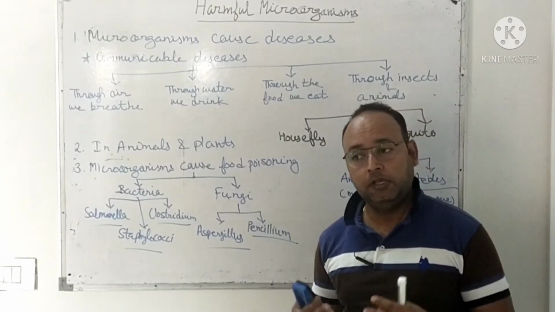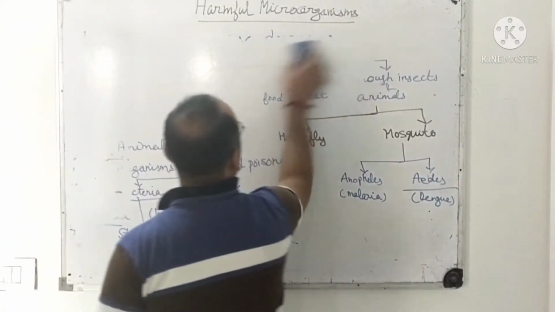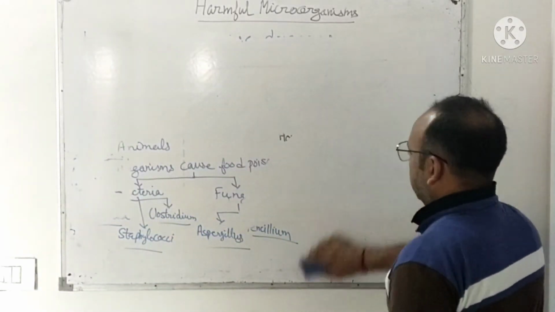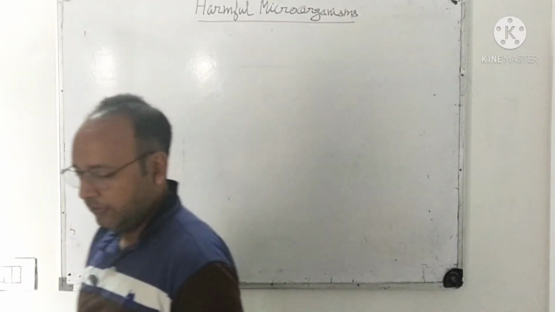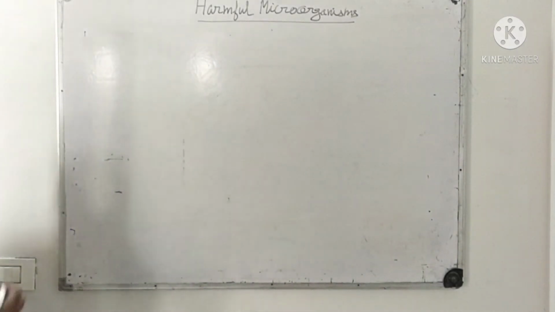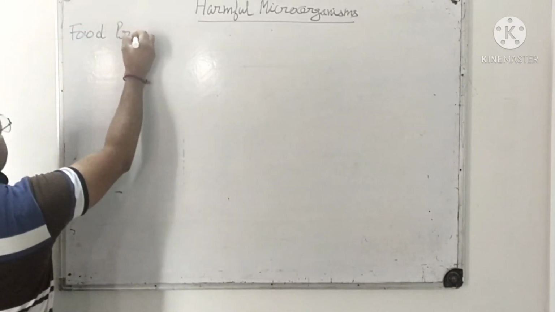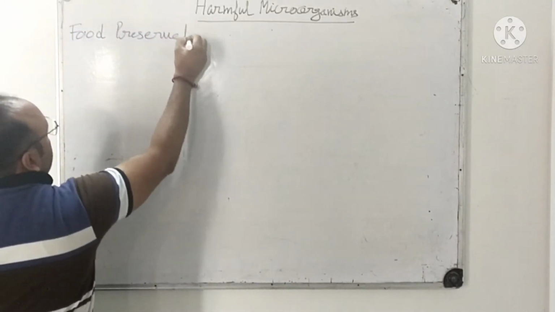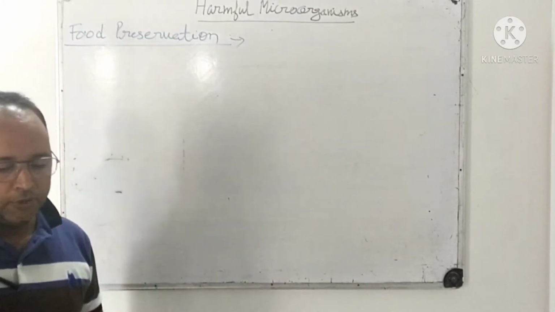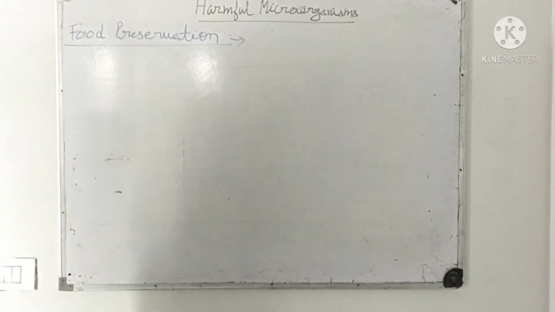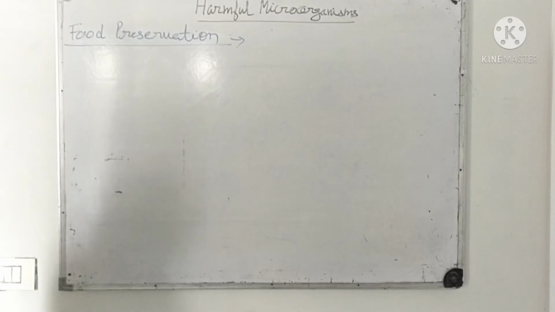It is a very important and crucial thing which we have to take care of at home also, and even in the food items we are getting, by using this method, that is called food preservation. Food preservation means protecting the food from being spoiled by microorganisms.